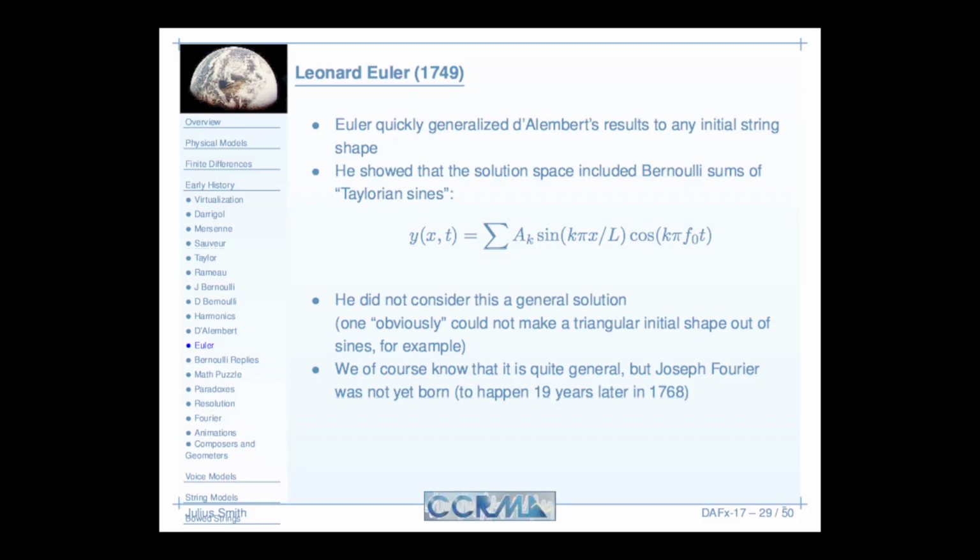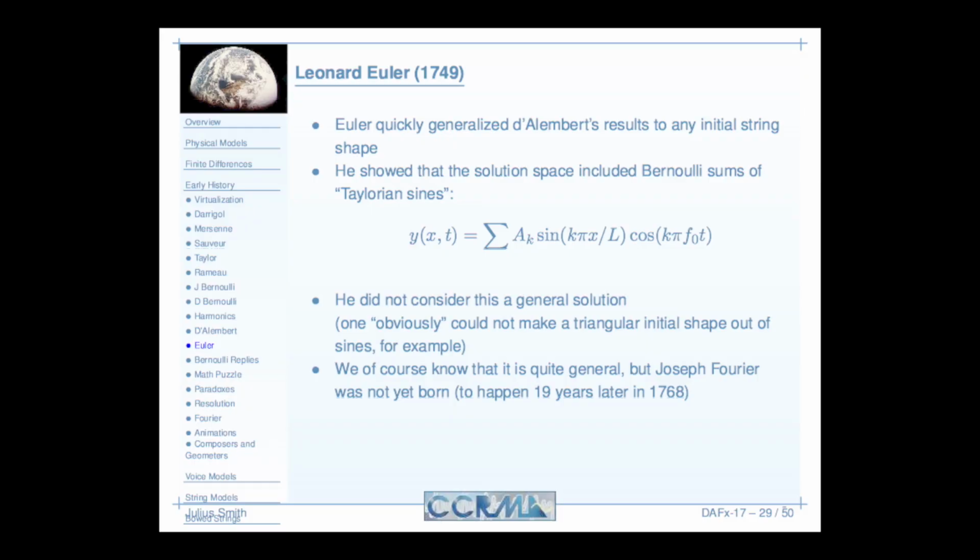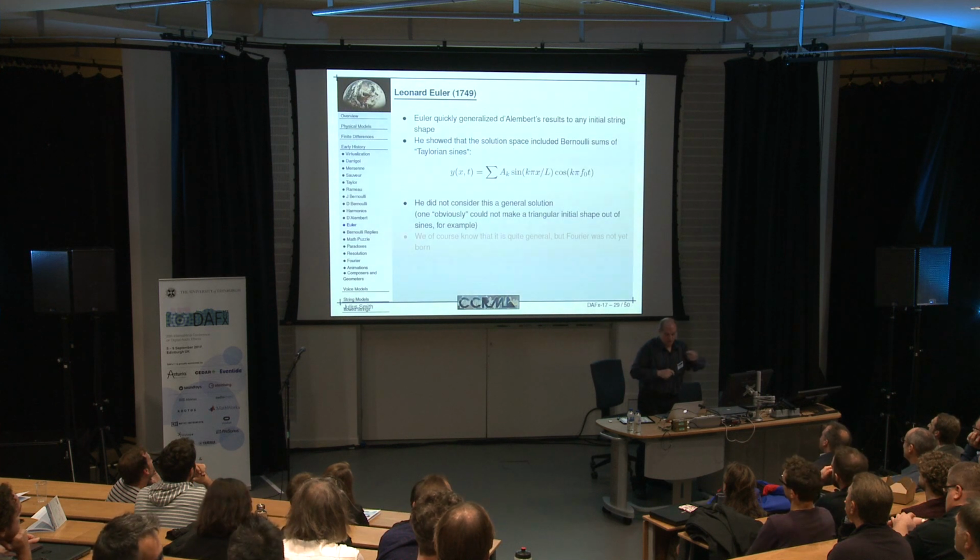And then he wrote down this formula, which is very interesting. It's the superposition of sinusoids, and if you set time to 0, you've actually got a Fourier expansion of the initial string shape. But this was before Fourier theory. He didn't know if this was a complete description, and he didn't consider it general, and it obviously could not make a triangle. It was a bunch of roly-poly sine waves. You're not going to make anything with a corner.